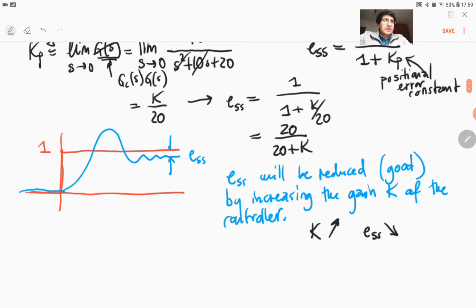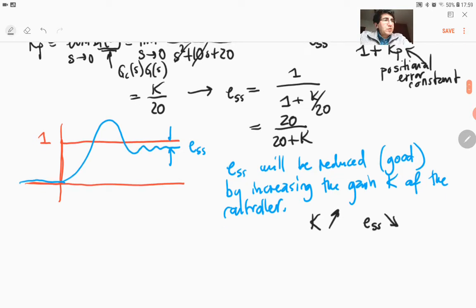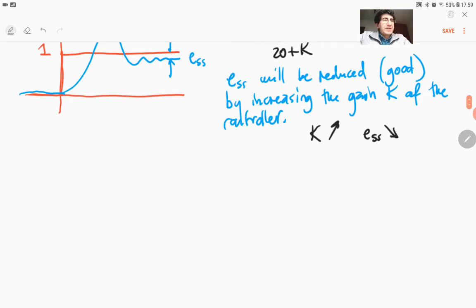So we see that the gain has a positive effect on the steady state error, but are there any consequences to that? Other consequences. For example, what happens with the transient behavior?